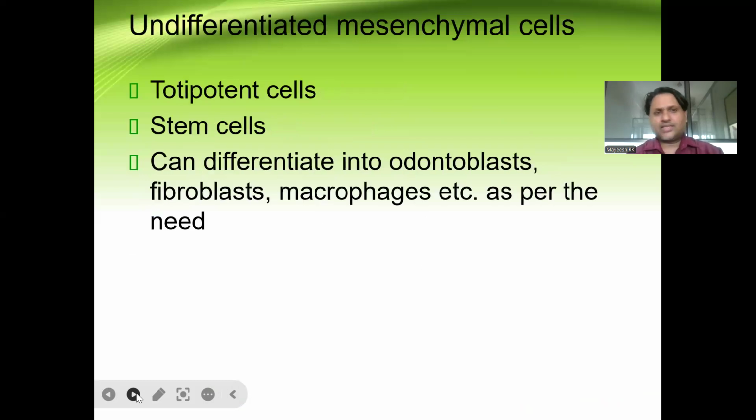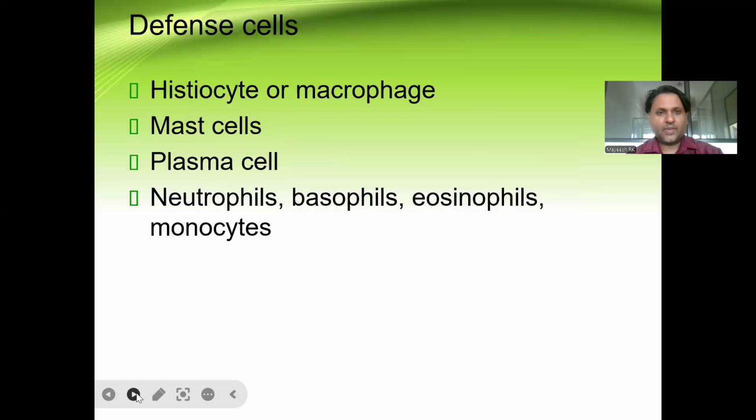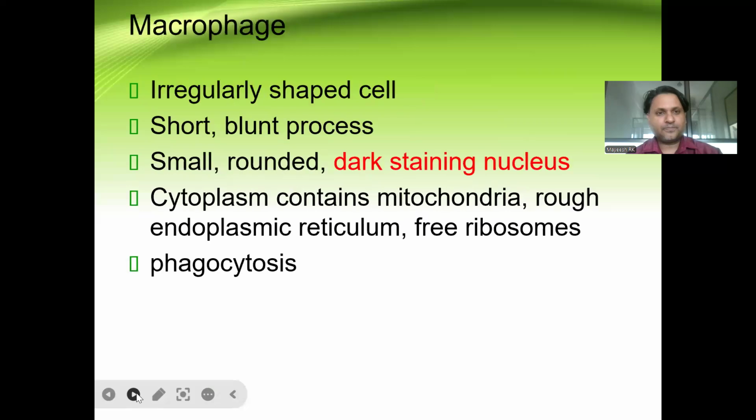So what are these cells? These are basically totipotent cells, stem cells. As a need arises, they can differentiate into an odontoblast, a fibroblast, or a macrophage. You have a lot of different cells: macrophages, histiocytes, mast cells, plasma cells, neutrophils, basophils, eosinophils, monocytes. These are all different cells that are present inside the pulp.